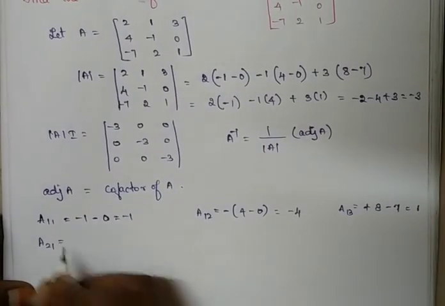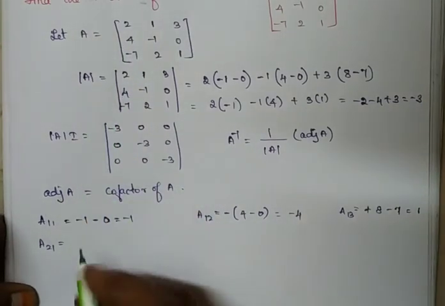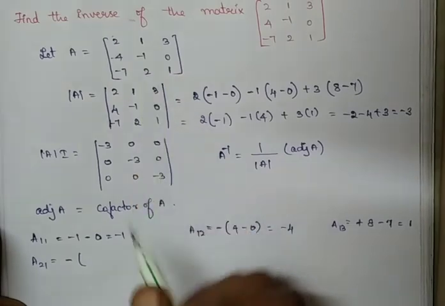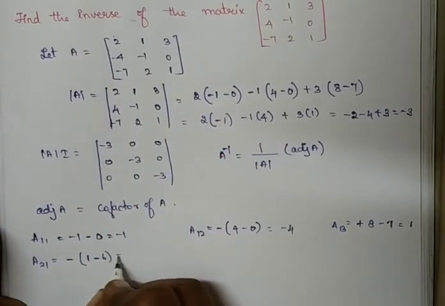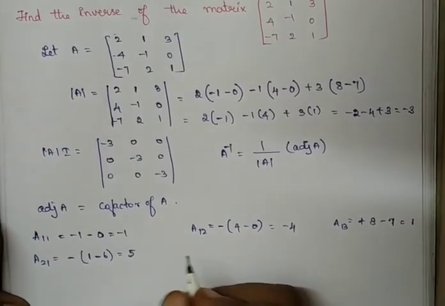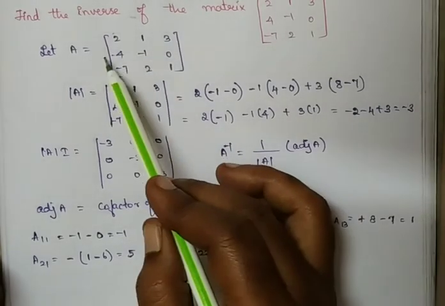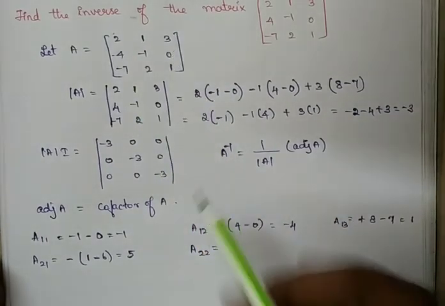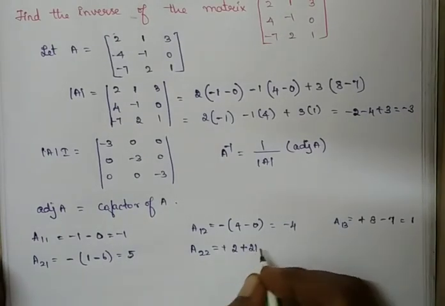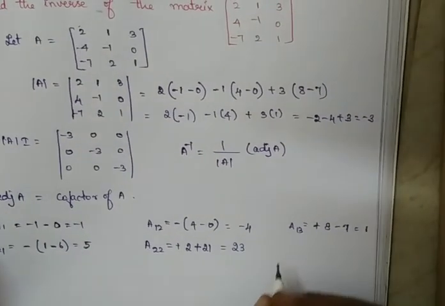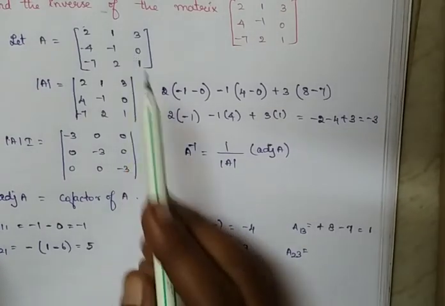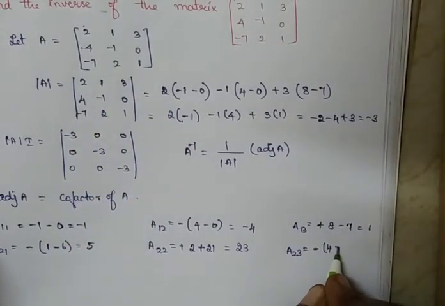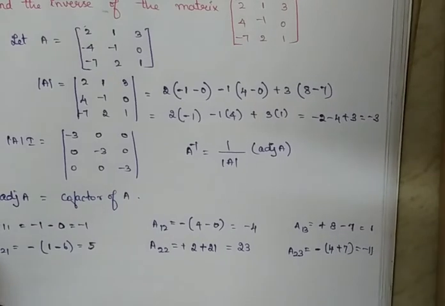Now A21, for this place the sign is minus. Leave the row and column, remaining is 1 minus 3 into 2 is 6, so this is equal to minus 5, and minus into minus is plus 5. Now next A22, leave the row, leave the column, 2 into 1 is 2, the place sign is plus here. Now this side minus 21, here minus, so it will become plus 21, this is equal to 23 here. Next A23, the sign is minus here. Leave the row and column, cross multiply, so it is 4 minus of minus 7, that is equal to minus 11 here.